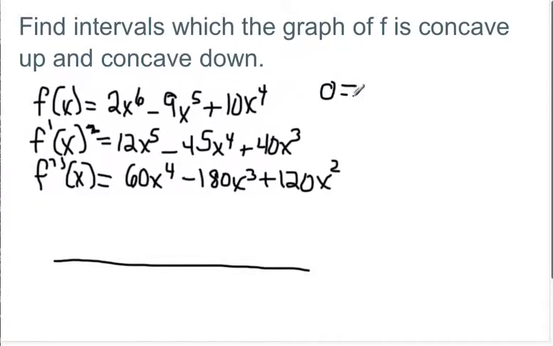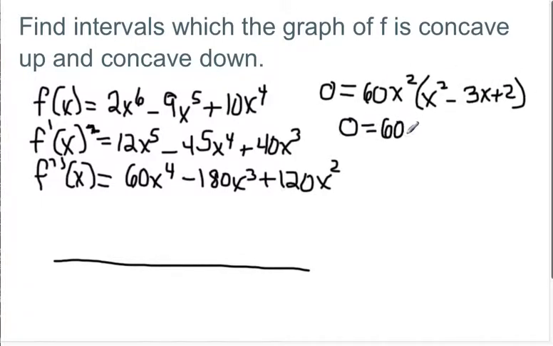So I need to know when 0 is equal to 60, and I'm going to pull out a 60x squared over this entire function. That's going to leave me with x to the second minus 3x plus 2. Okay, and luckily it's factorable. So I've got 60x to the second times x minus 2 times x minus 1.